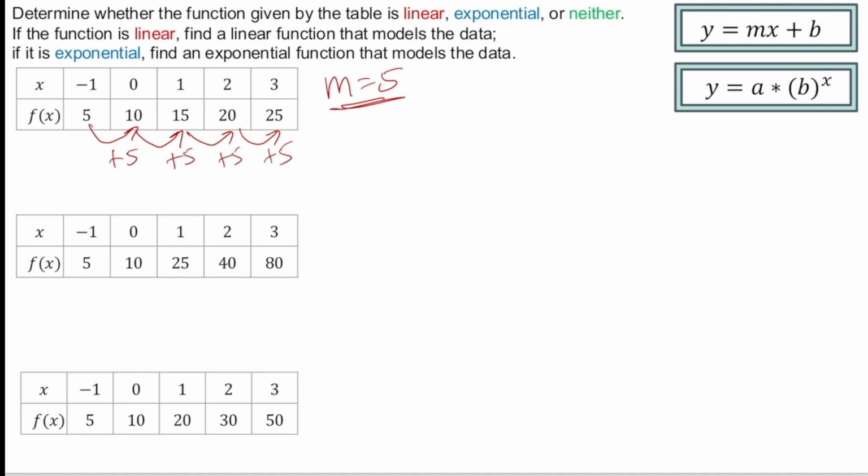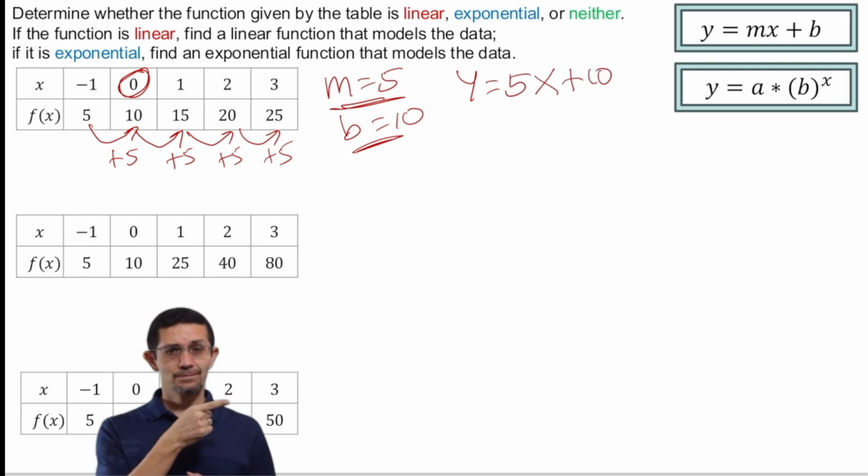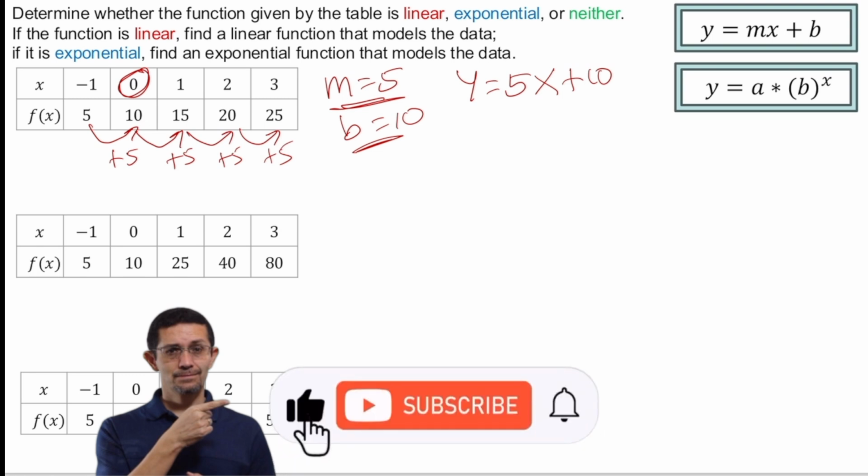Now I have my slope. I need to find my y-intercept. My y-intercept is when the x equals 0. X equals 0, my y-intercept is 10. Having my slope and my y-intercept, I can write my equation. Y equals m, which is 5, x plus 10. And this is a linear function.